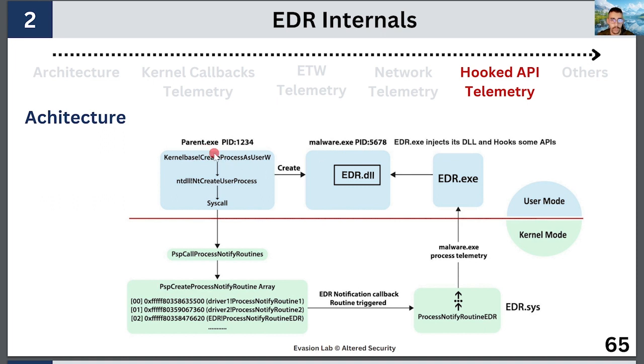Parent.exe calls the Win32 API CreateProcessAsUserW, exported by KernelBase, which is responsible for creating a new process. This API invokes the native API NtCreateUserProcess, exported by ntdll, which ultimately makes a system call, syscall, transitioning execution from user mode to kernel mode.